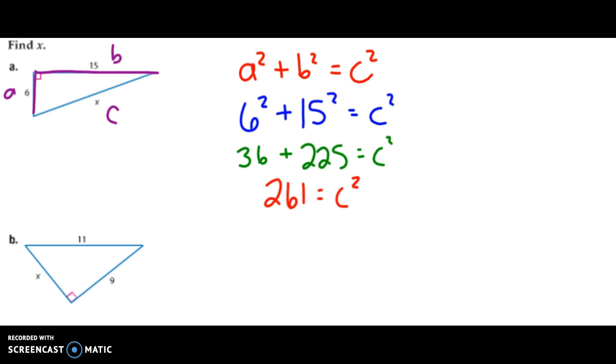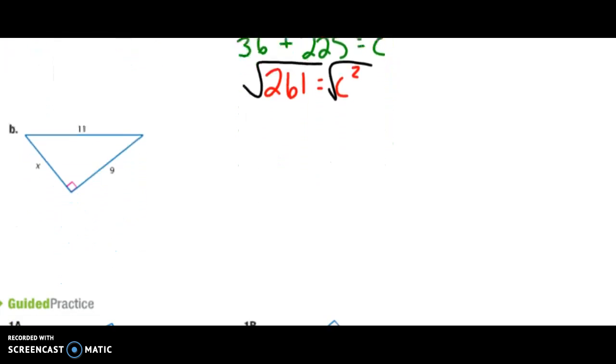Now we're not wondering what C squared is, we're wondering what C is. So what we're going to do is we're going to take the square root of 261, and we find it to be 16.2. Now you might notice that the hypotenuse is now the longest side, and that is true for all right triangles. The hypotenuse across from the right angle is always the longest side.